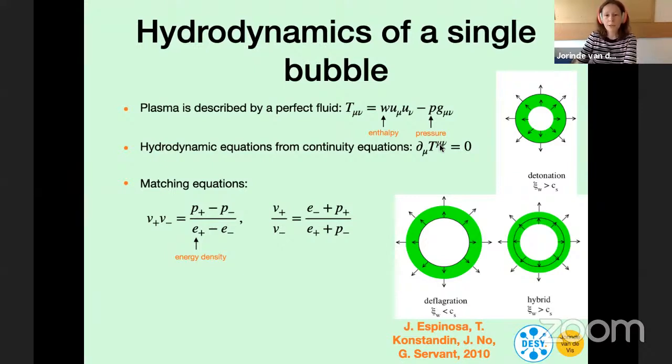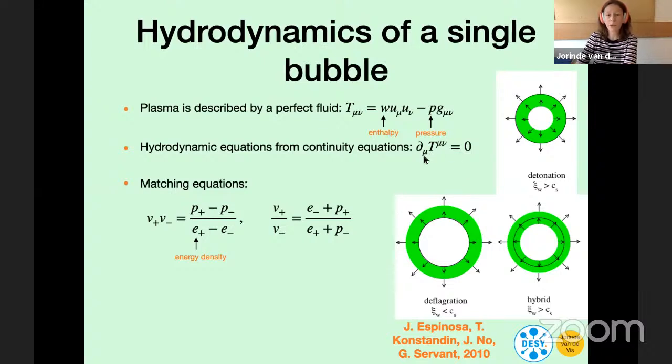And if you integrate these continuity equations from right behind the bubble wall to right beyond the bubble wall, you get a set of matching equations that are written here. So in this slide and also in the rest of the talk, a plus denotes a quantity right in front of the bubble wall, and a minus is something right behind the bubble wall. So these are the velocities of the plasma right in front and right behind the bubble wall. And these matching equations depend on the pressure and on the energy density. So they depend on the equation of state.